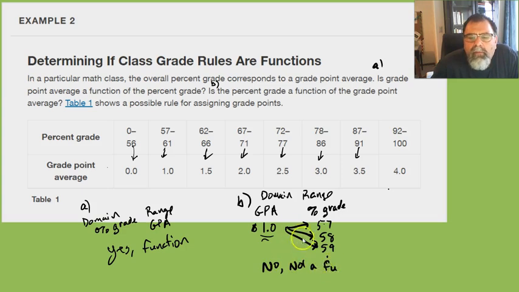And you just have to find one example that breaks the rule. So if there's one input value that gets more than one output value, it's not a function.